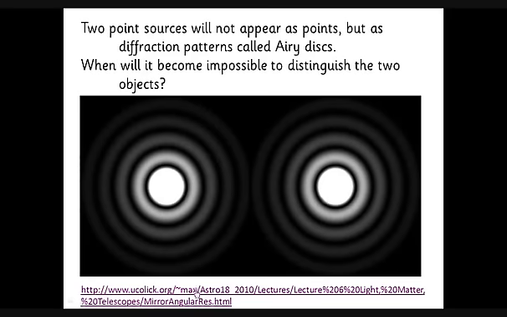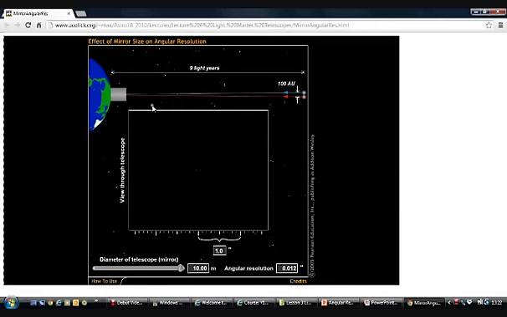Let's have a look at this animation. Okay, so on this one, again, scale's always a bit of a nightmare in astronomy when you try and draw a picture, but here's two stars. They're 100 astronomical units apart and then 9 light years away from us. This is what we expect them to look like.